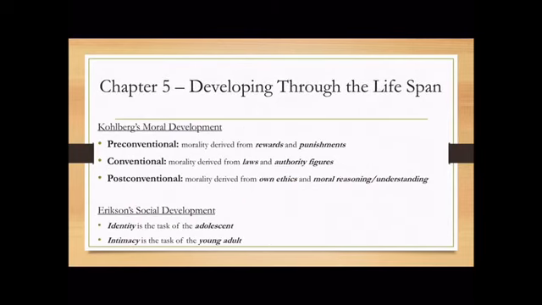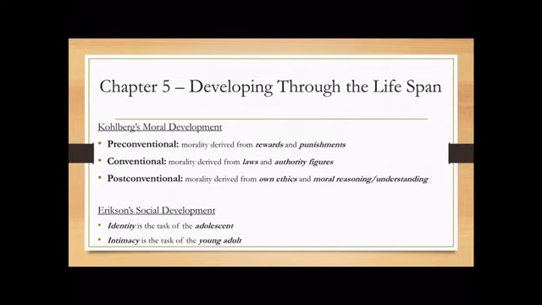So moral development: pre-conventional is all about rewards and punishments. I don't want to do it because I'm going to get punished for it, or I do want to do it because I'll get rewarded for it. That must mean it's the right thing to do. Conventional morality, you just take from laws and authority figures. Well, the law says I can't steal, so stealing must be wrong. The teacher says I shouldn't cheat, so cheating must be wrong.